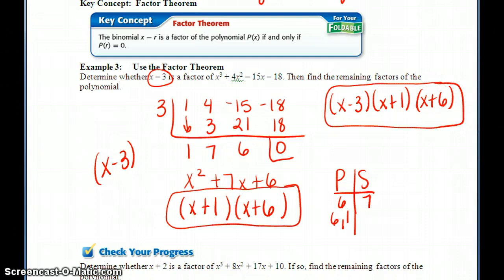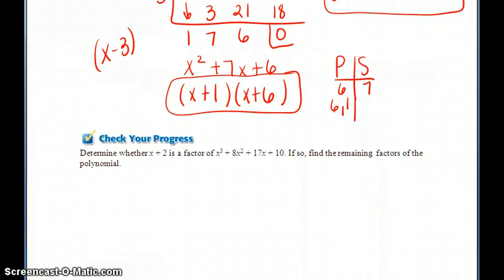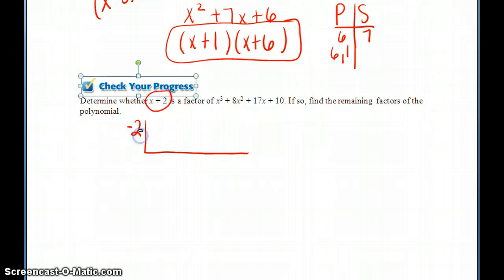Okay, so let's go on down and look at the next one. Let's get another example. It's a check your progress, but I want us to work that together. So check your progress here means that I'm going to determine whether this x plus 2 is a factor. And so I'm going to plug in a negative 2 right here so I can do synthetic division.